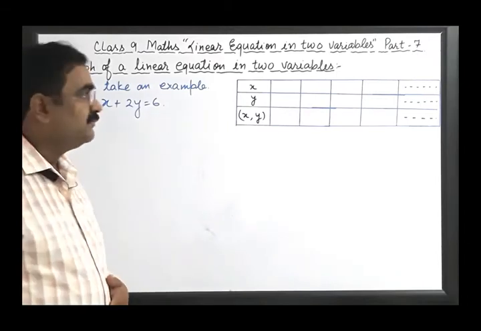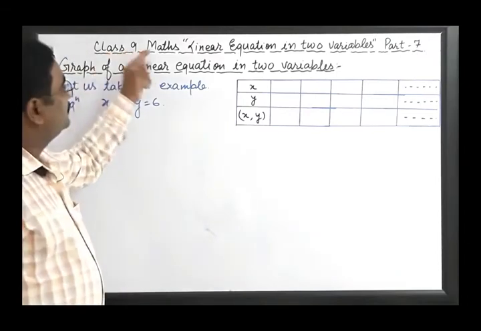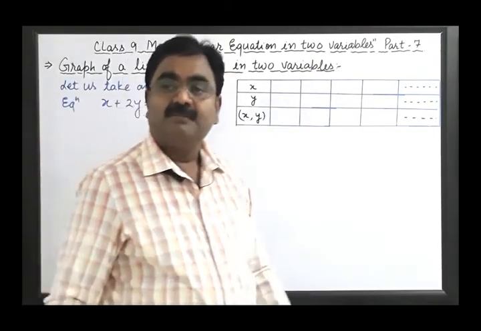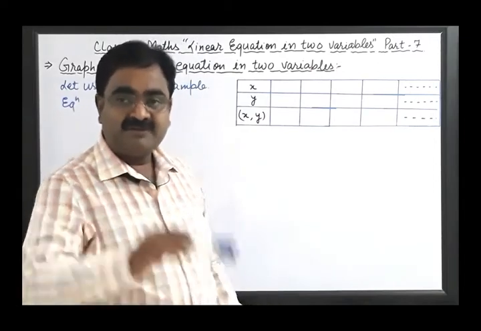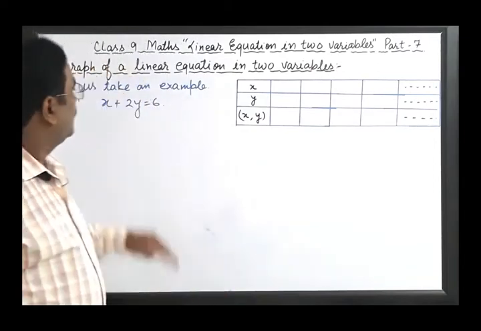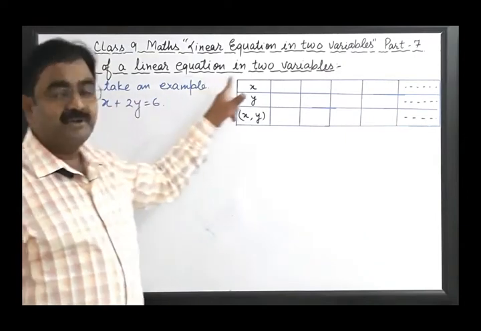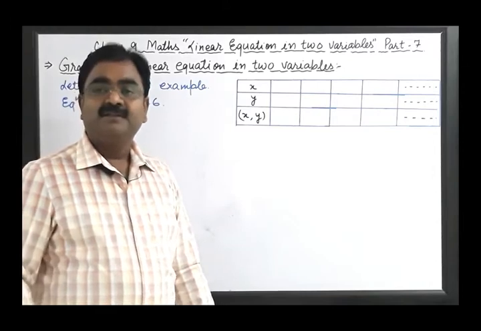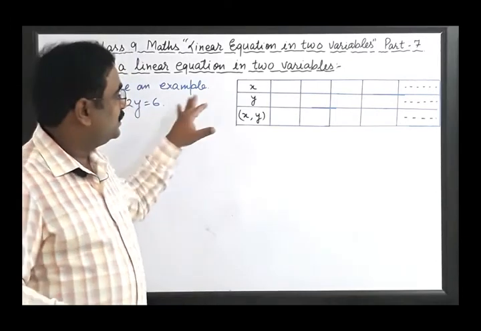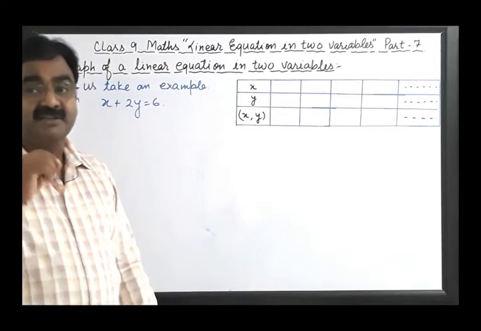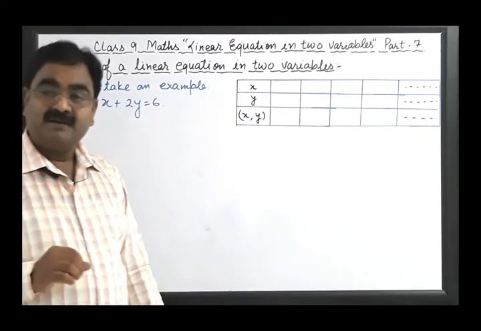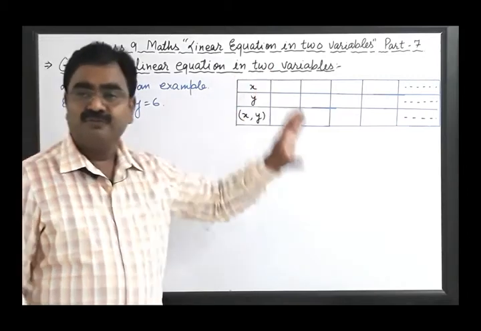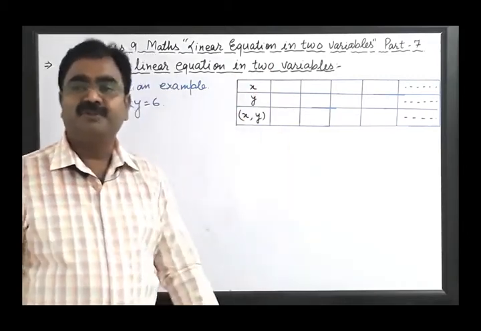So today we are in the class of 9th mathematics, linear equation in two variables. We are going to study part number 7. Right children, here we are going to study about the graph of a linear equation in two variables. We have read the solution of this linear equation in two variables algebraically. With the algebraic method, we find how to get the solution of any linear equation in two variables.